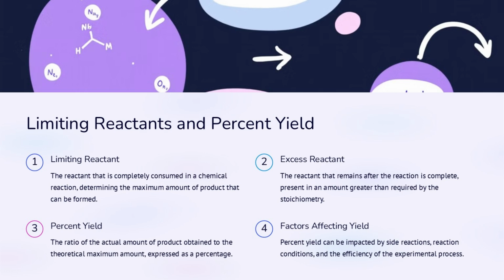Percent yield is the ratio of the actual amount of product obtained to the theoretical maximum, expressed as a percentage. Factors like side reactions, reaction conditions, and experimental efficiency can impact the percent yield. Understanding these concepts is crucial for predicting reaction outcomes and optimizing chemical processes.